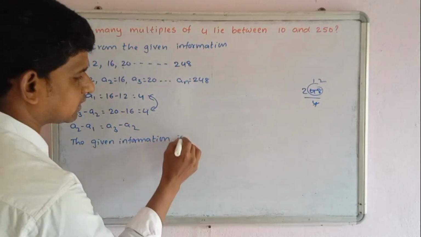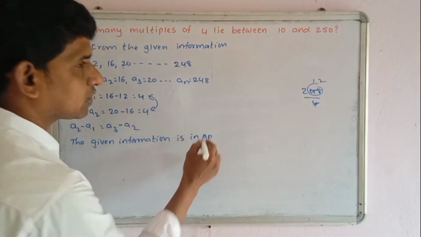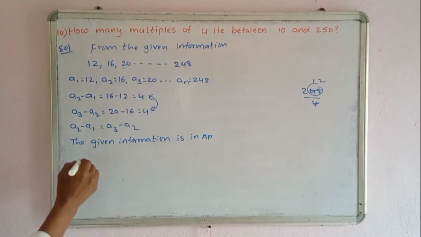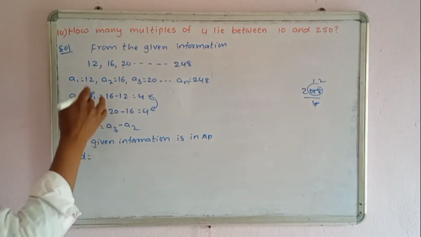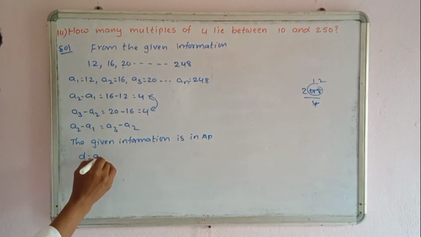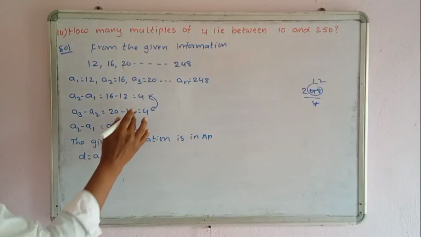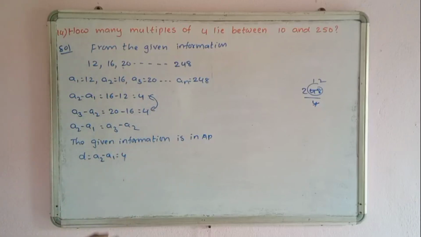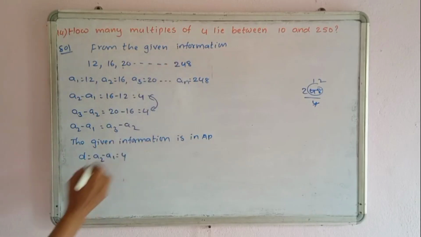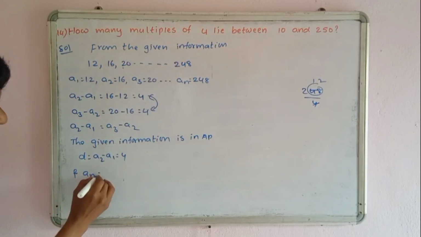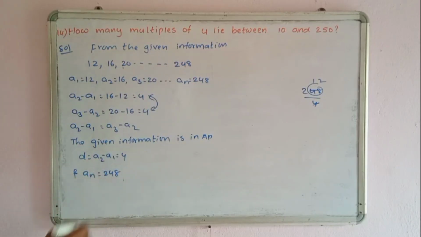The given information is in AP. So in the AP, what is the common difference? d equals a2 minus a1, or a3 minus a2. a2 minus a1 value, how much? 4. Okay. Now, what is the value of an? an equals 248. Now we will find the value of n.